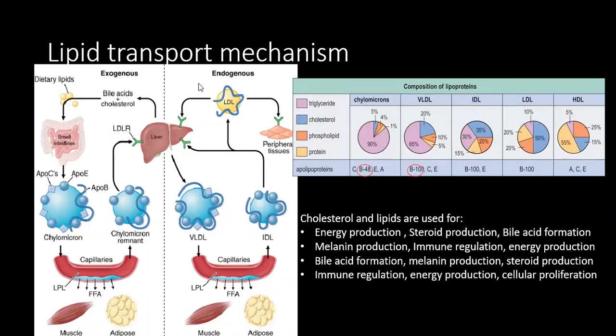I think majority of you voted, and the right answer is A. So yes, it is used for energy production. So we have insulin that will cause lipolysis, which will break down all these fats. And we have energy production, steroid production for our corticoids and cortisol and things like that, and bile acid formation, of course, for bile acid to break down fats in our diet. So, well done, everyone.